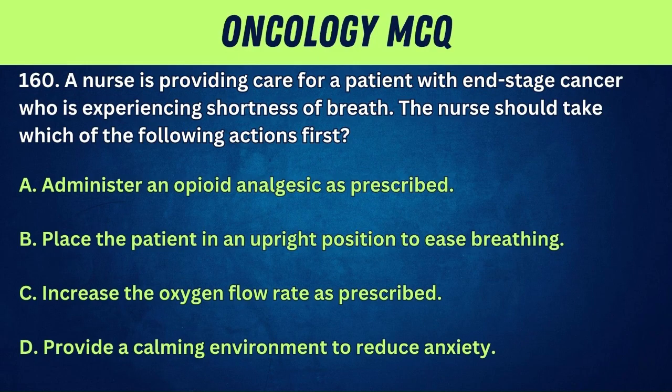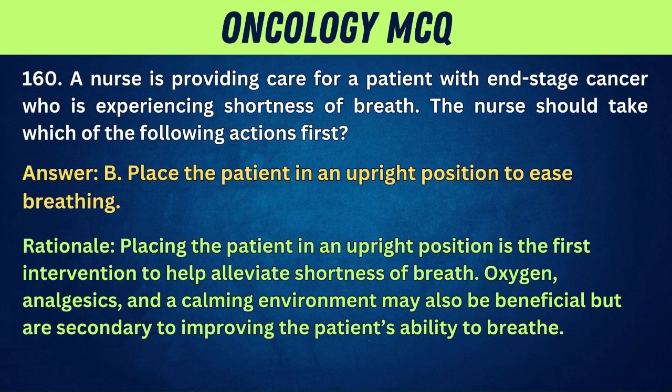160. A nurse is providing care for a patient with end-stage cancer who is experiencing shortness of breath. The nurse should take which of the following actions first? A. Administer an opioid analgesic as prescribed. B. Place the patient in an upright position to ease breathing. C. Increase the oxygen flow rate as prescribed. D. Provide a calming environment to reduce anxiety. Answer: B. Place the patient in an upright position to ease breathing.